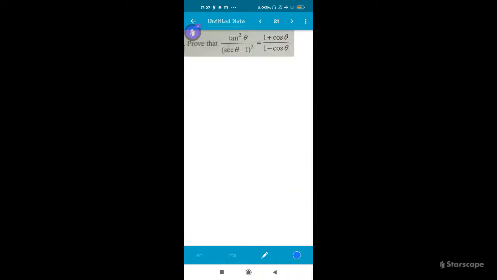Now coming to our next question. We have to prove that tan square theta by sec theta minus 1 whole square is equal to 1 plus cos theta by 1 minus cos theta. So let's begin with LHS. The square thing looks complicated, so we are going to begin with that part. So tan square theta by sec theta minus 1 whole square.